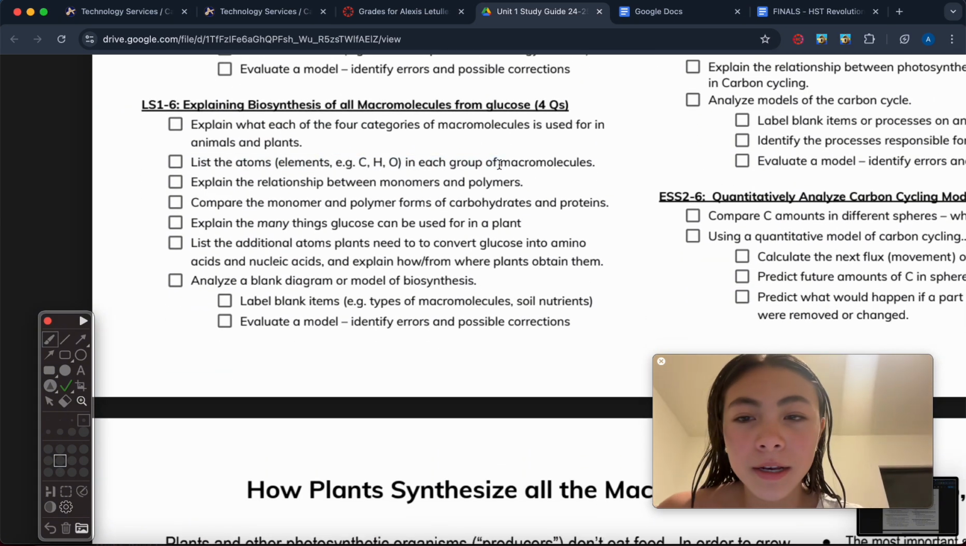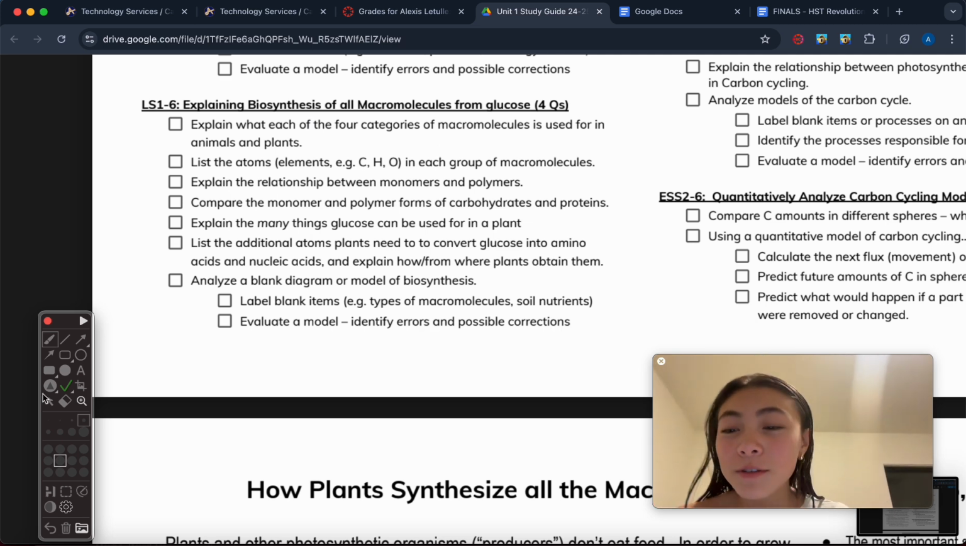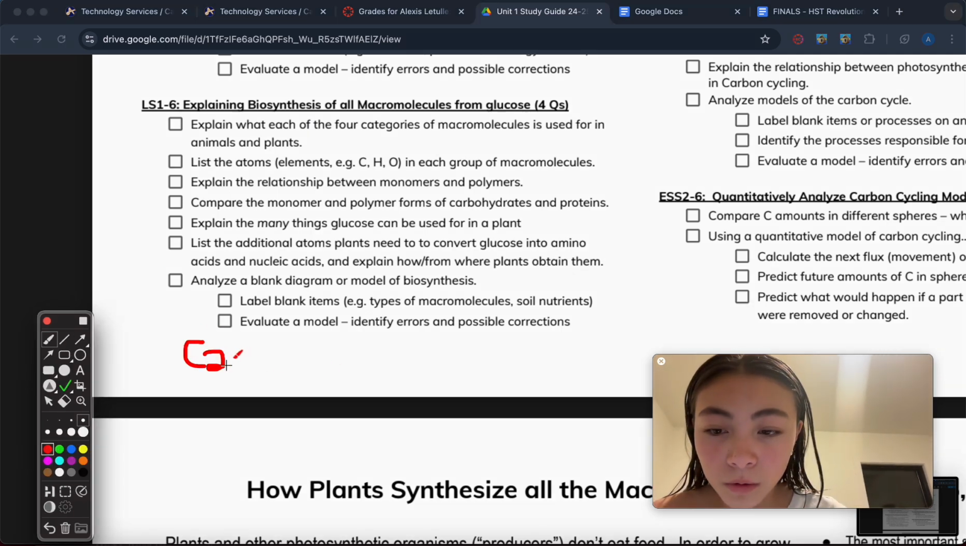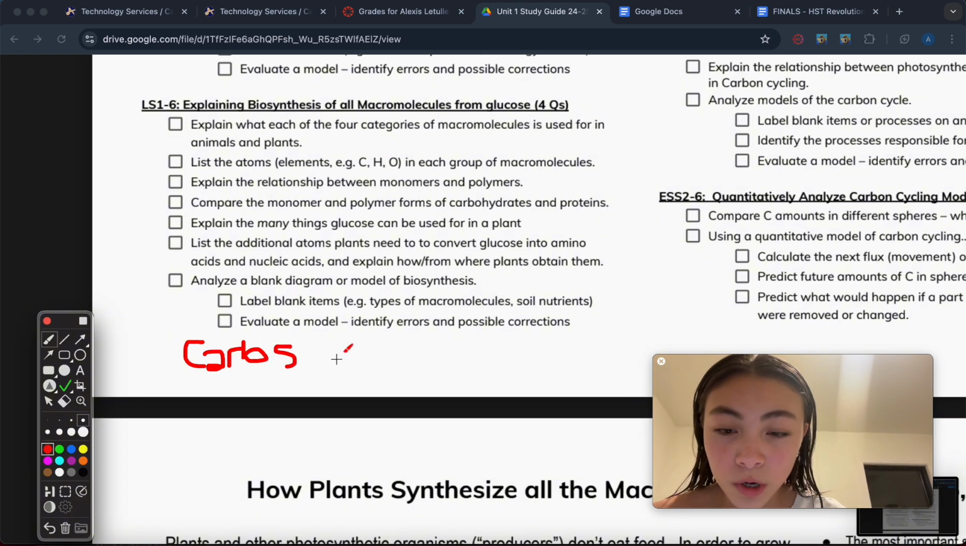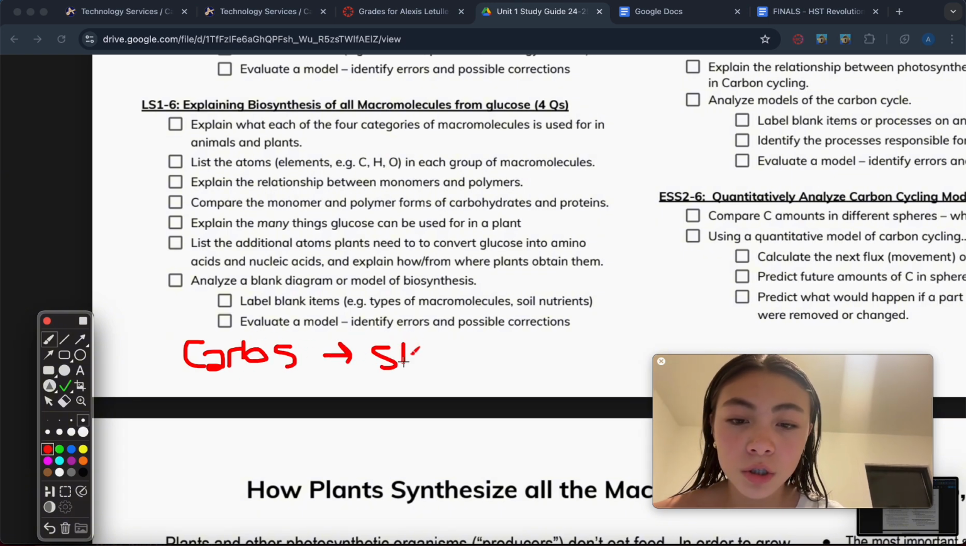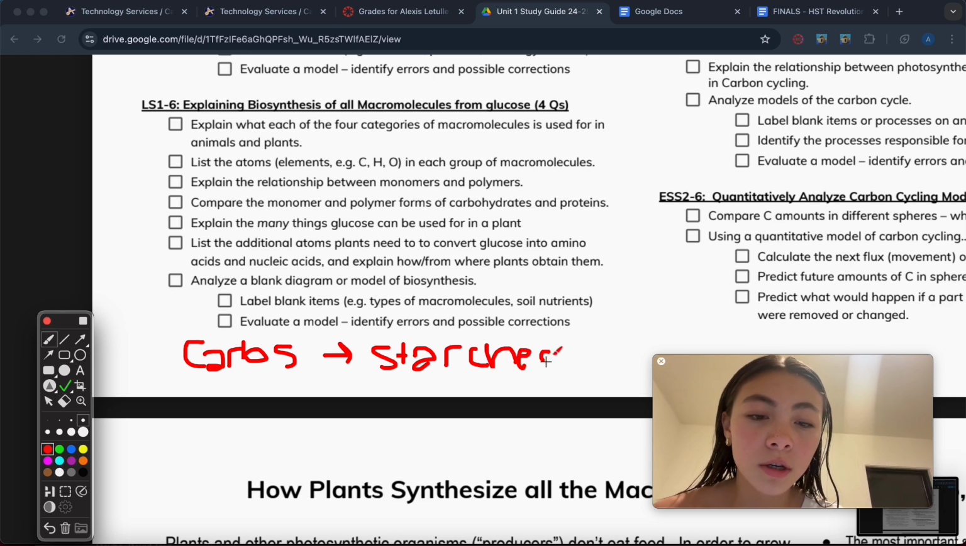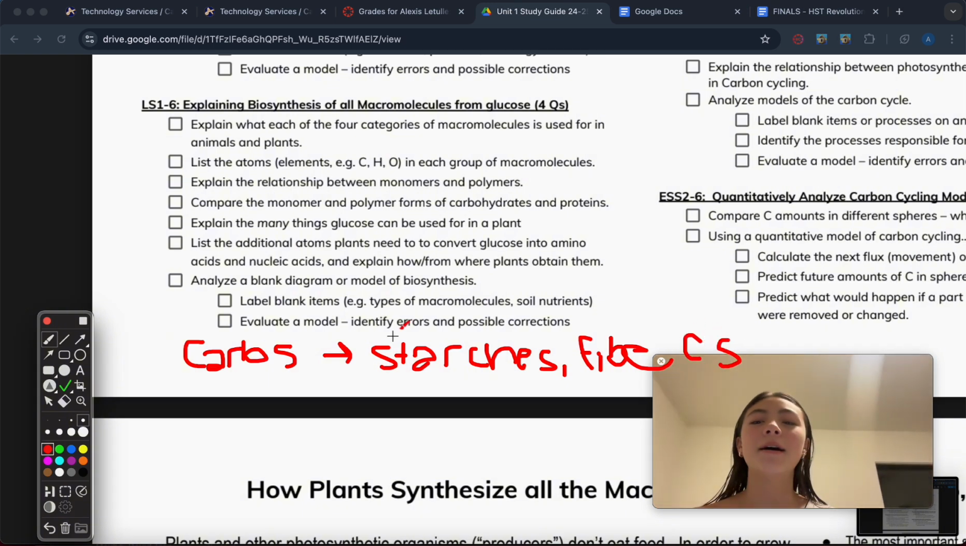Okay, list that. I guess we kind of just did that. Oh, I didn't say what they're used for. I'm so sorry. Okay, let me get back. So carbs, which are starches and fibers. That's what carbohydrates are.